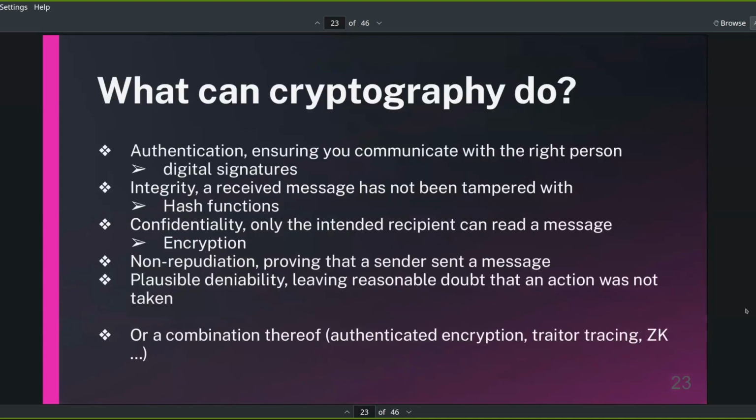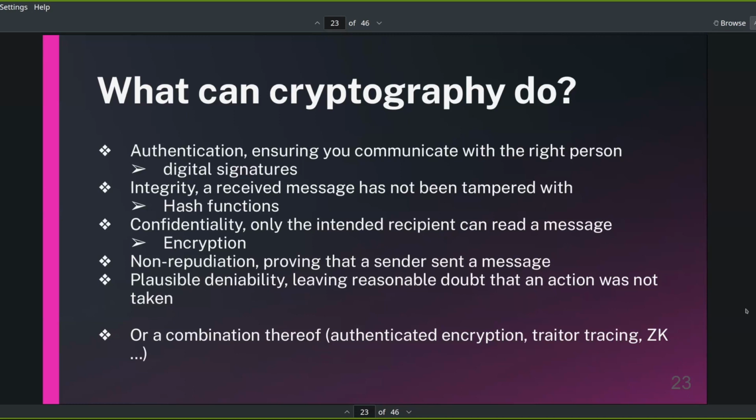let's do a recap of what cryptography can do. There are 5 building blocks, I'd say, that cryptography can do. First one is authentication, ensuring that you communicate with the right person. You do this with digital signatures. Second is integrity. A received message has not been tampered with, so you want to verify that. You use hash functions. You have confidentiality, so only the intended recipient can read a message. For this, you use encryption with a cipher.